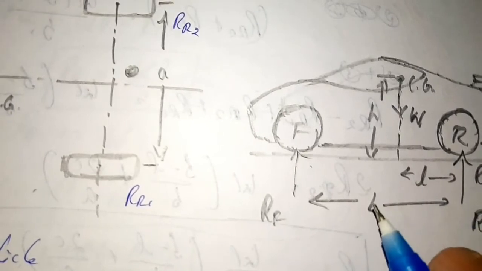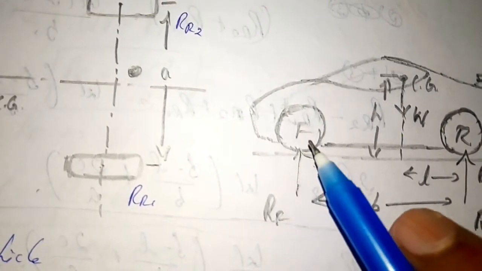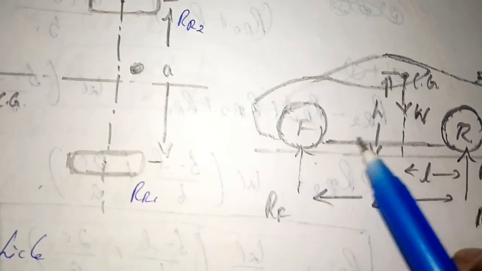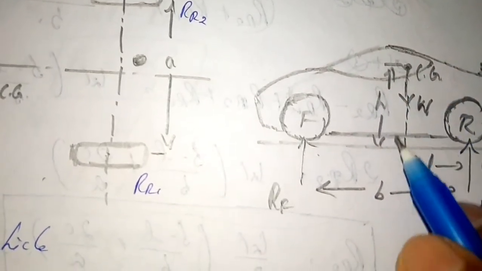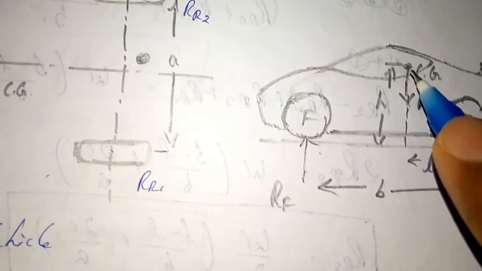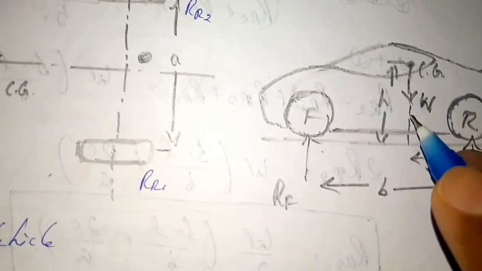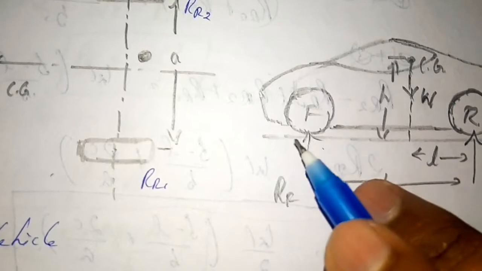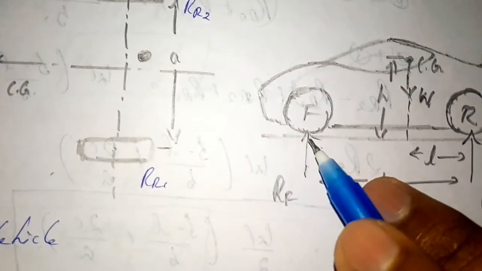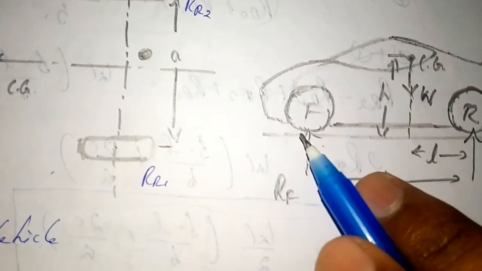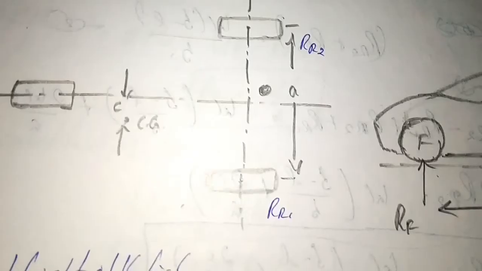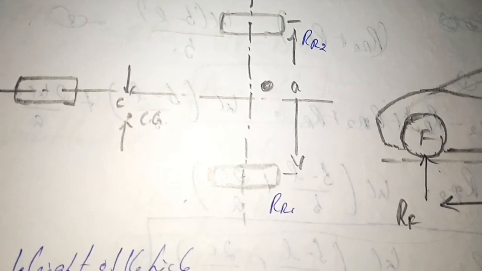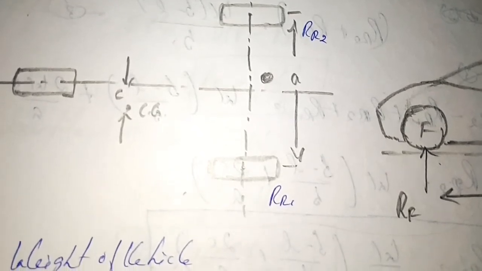And B is the wheelbase, which is the distance between the center of the front tire and rear tire, and H is the height of the center of gravity from the ground. The weight W acts vertically because the vehicle is on a horizontal plane, and there is no gradient angle as the vehicle is not on a gradient here. So let's find how to find the distribution of weight of a three-wheeled vehicle.